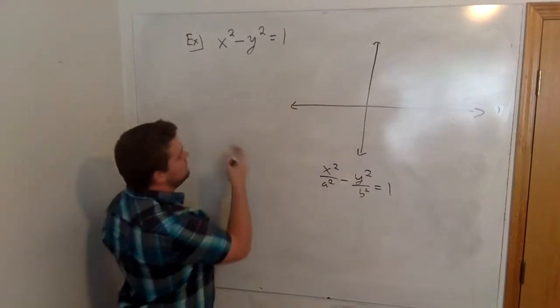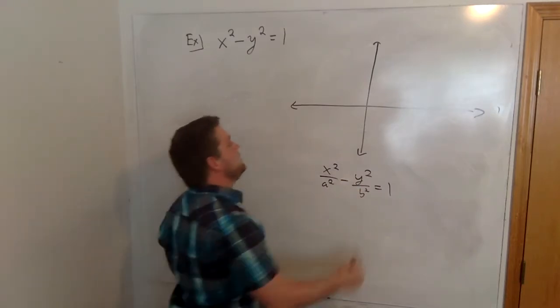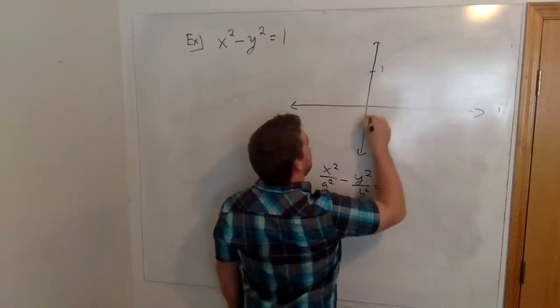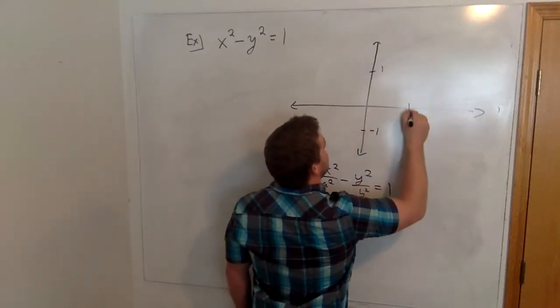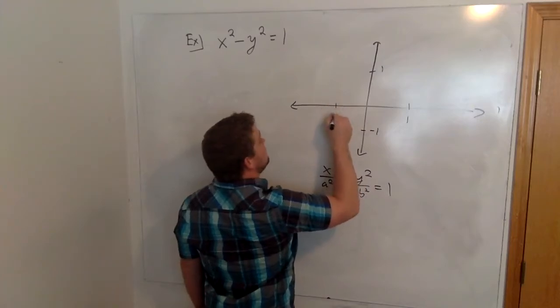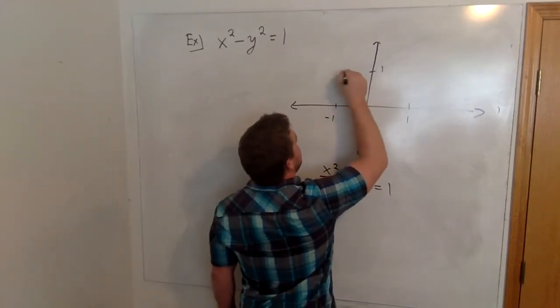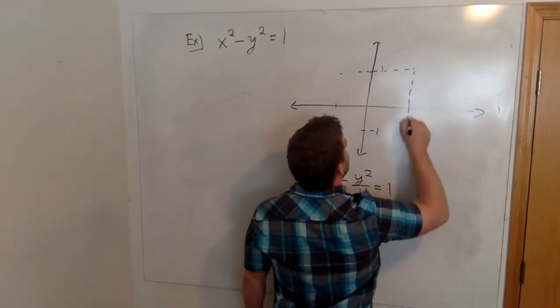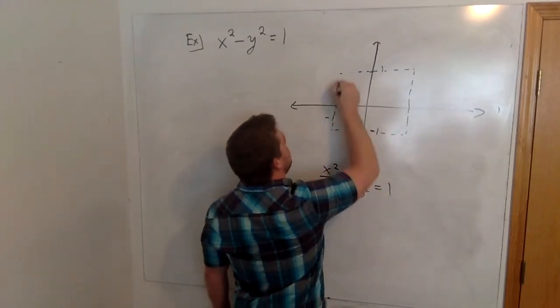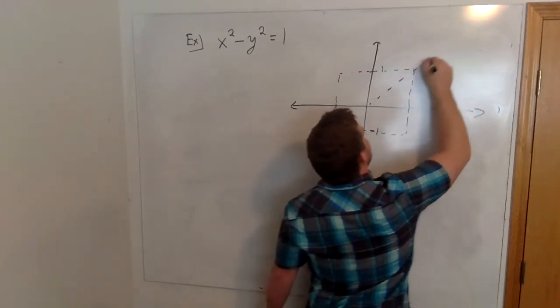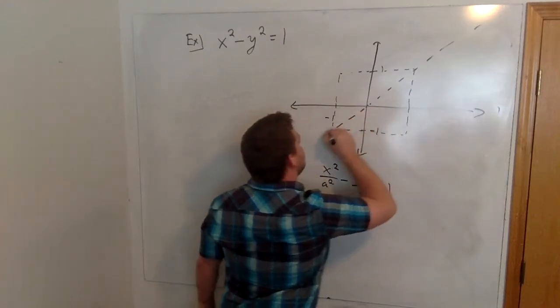So for this one, both the a and b would be 1, and that tells you about this central box, which describes the asymptotes of the hyperbola. Hyperbolas have asymptotes. So we have this 1 by 1 box, and the asymptotes for the hyperbola go through the corners of these boxes.